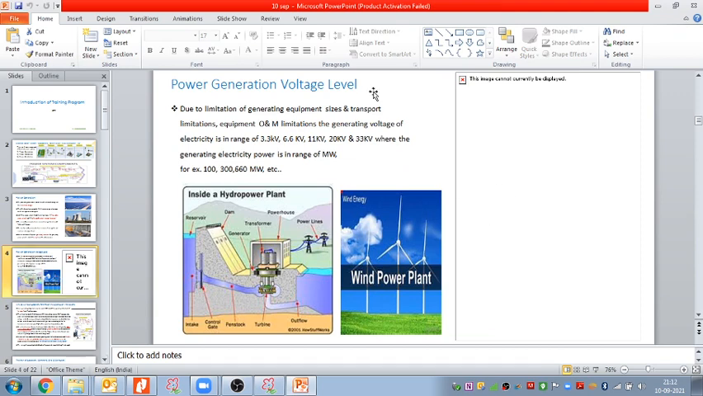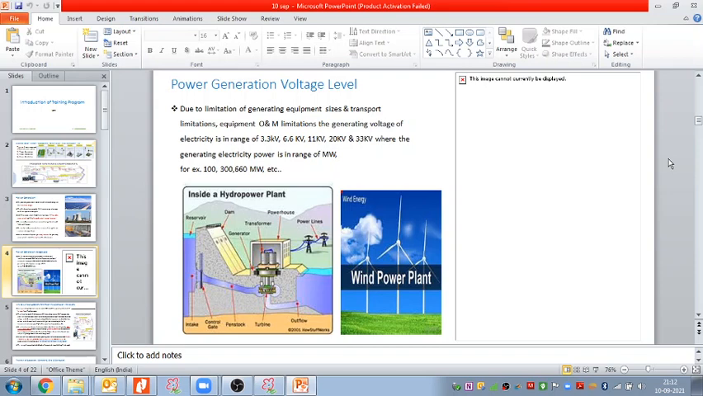So what is the voltage that we generate? What is my generation voltage? Due to the limitations of the generating equipment size, the road transport limitations, and equipment operation and maintenance limitations, the generating voltage of electricity is in the range of 3.3, 6.6, 11, 20, and 33 kV.